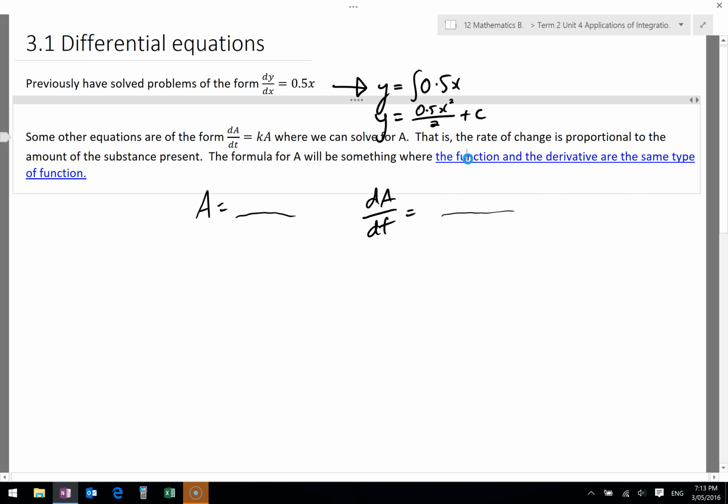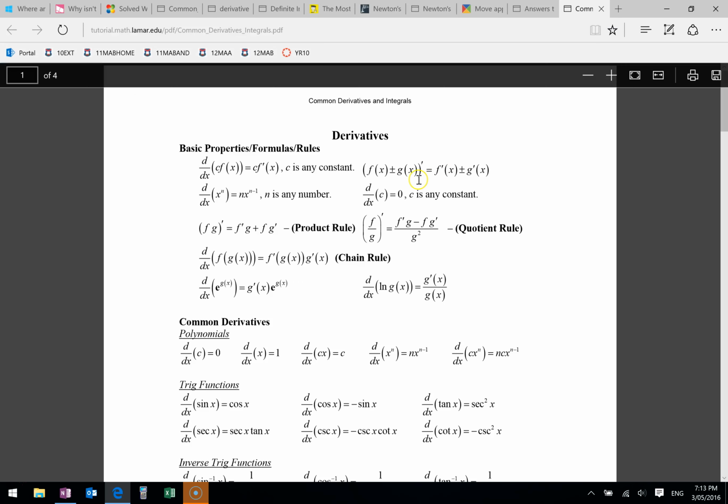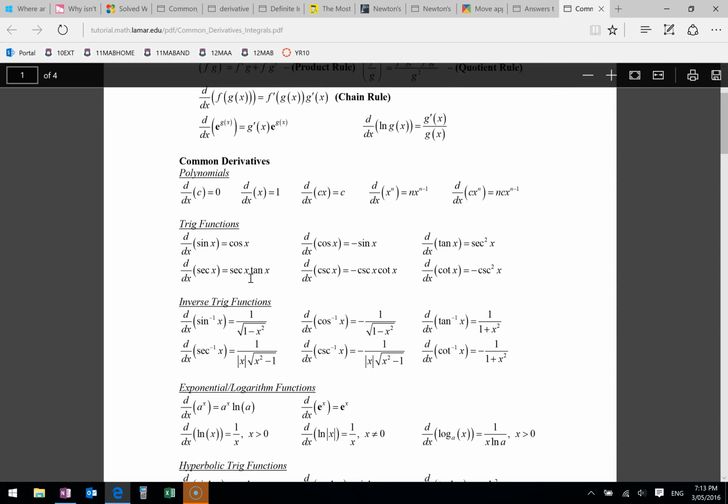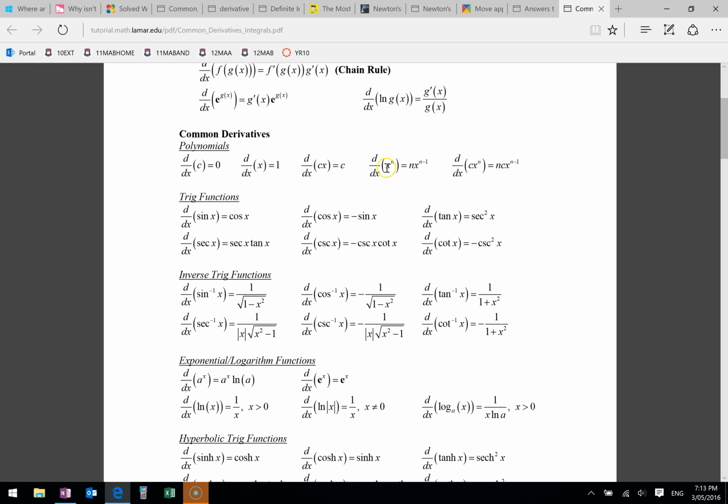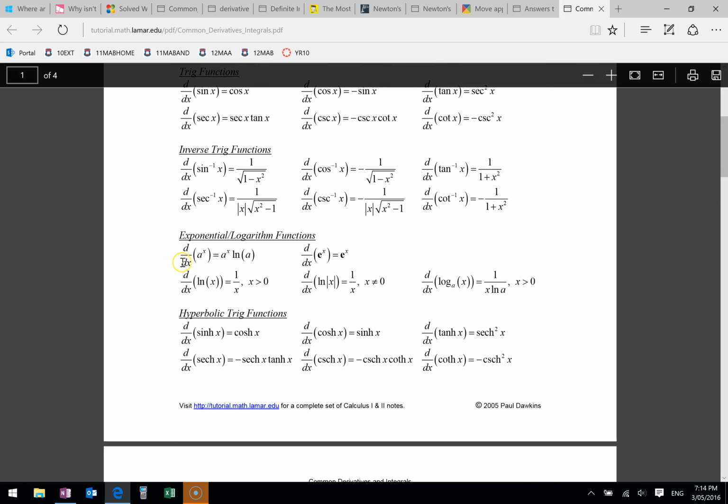So let's have a look at some typical types of functions and see which ones have a derivative that's the same. The derivative of a constant is 0, no good. Derivative of x functions, no, they're just numbers. If I differentiate a polynomial, I get 1 power less, so that's no good. Sine goes to cos goes to sine, tan goes to sec squared. None of these are any good. We haven't looked at any inverse trig functions. Ooh, let's have a look at this.